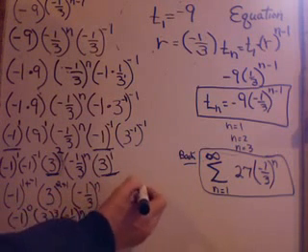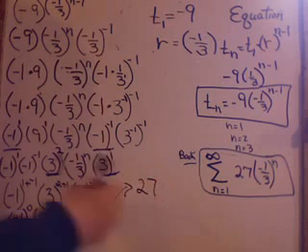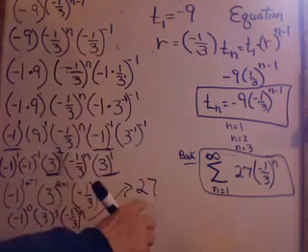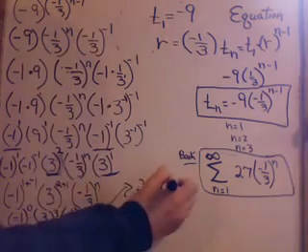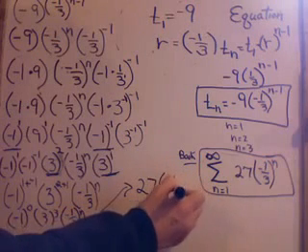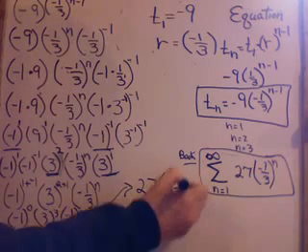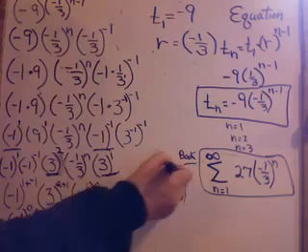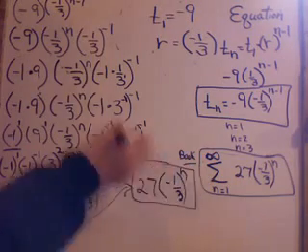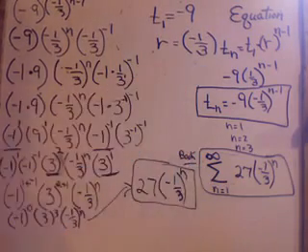So, 27. 1 times 27 is 27. So I'm just going to combine that 27. And then I have negative 1/3 to the n. And there we have it. Our answer equals the book answer, and I proved it. You should be able to do that.